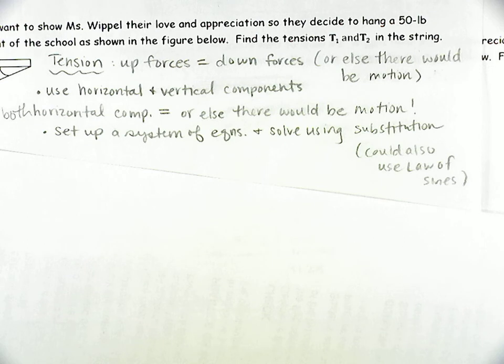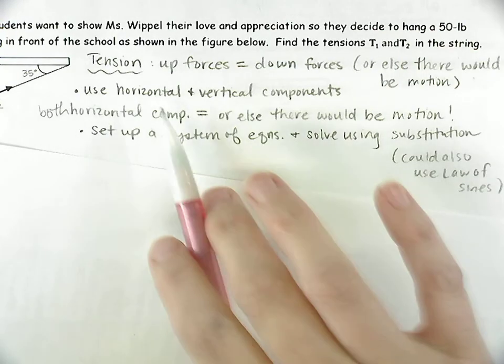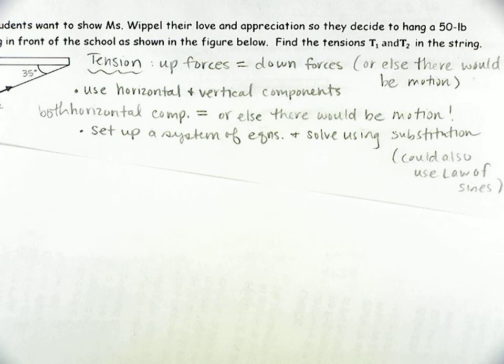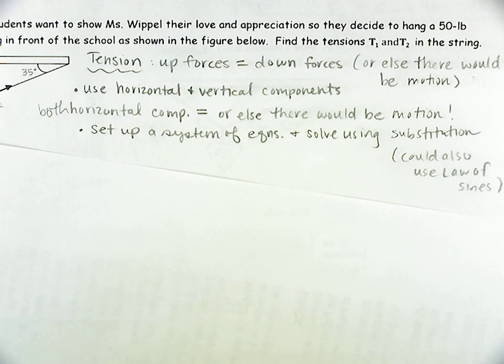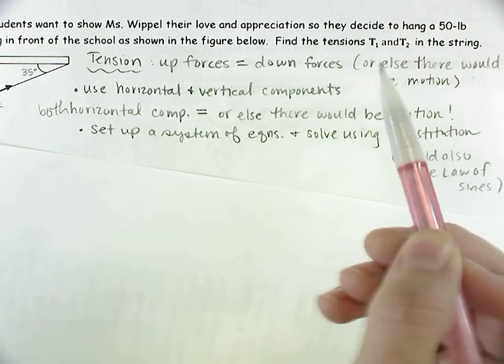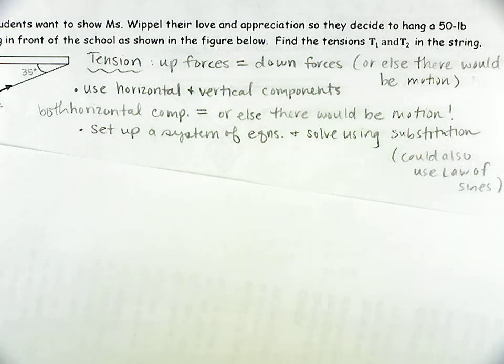Two horizontal components. We are going to use our horizontal and vertical components: the magnitude times the cosine of theta, and the magnitude times the sine of theta. Both horizontal components have to be equal, or else again there would be motion, but this time it would be swinging side to side. So you don't want there to be different forces. The tension has to be equal in order for that object to stay in the middle.